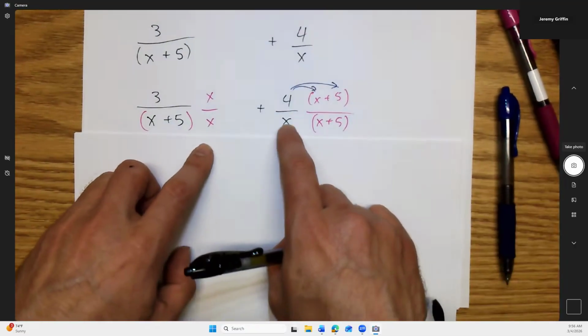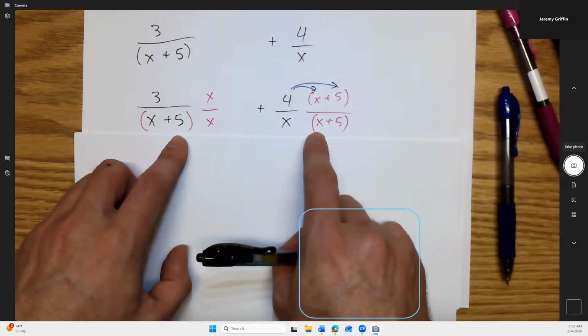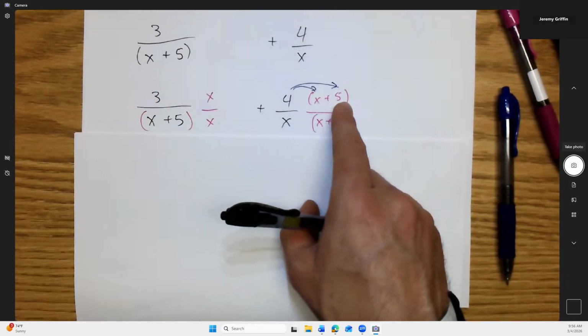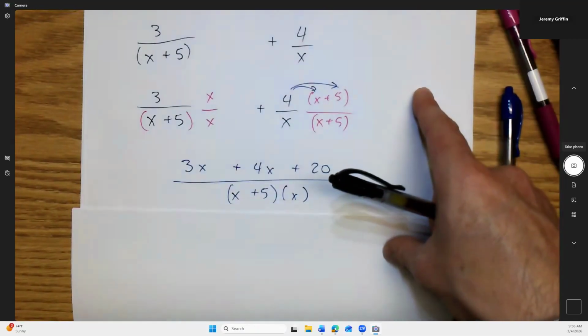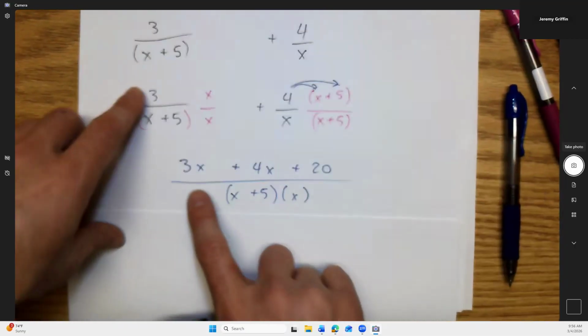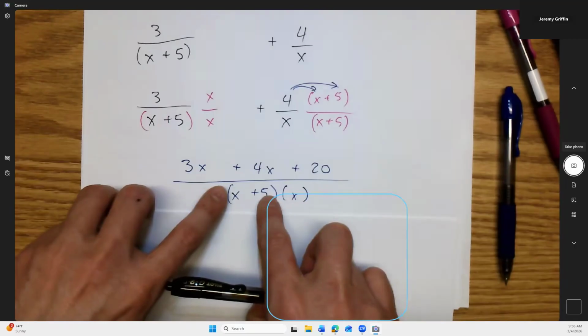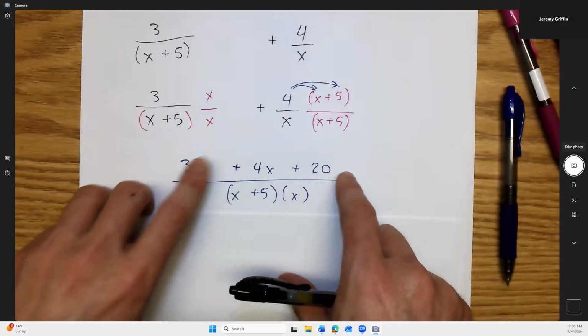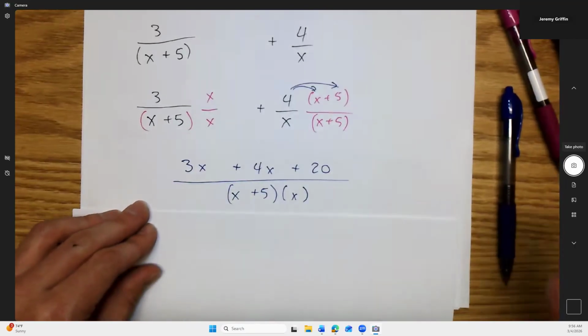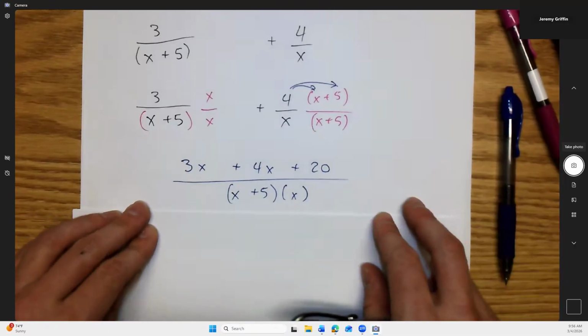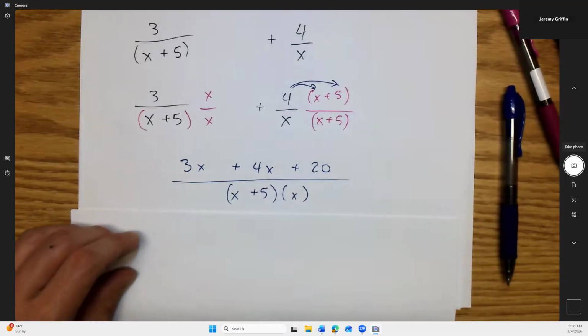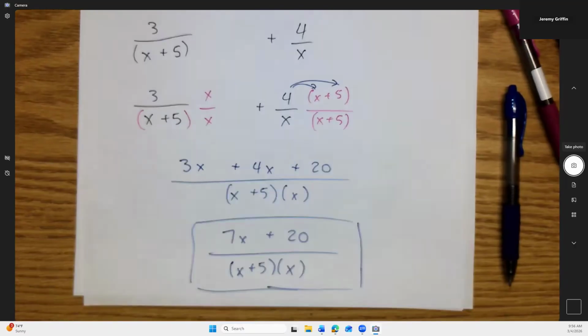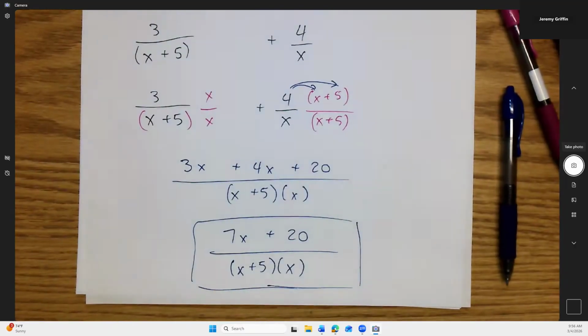Okay. Now they have a common denominator. So I'm going to distribute this 4. And that looks like, okay, I got a 3x on the left side. And on the right side, I got 4x plus 20. Now we can write one giant fraction because there's a common denominator, so we can just tag those together. And last step is the 3x and the 4x make 7x. So there you go: 7x plus 20 over x plus 5 times x.